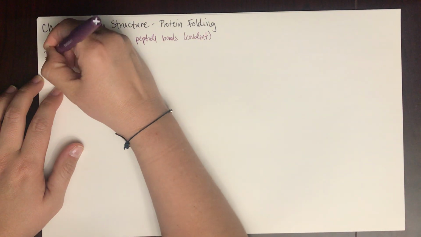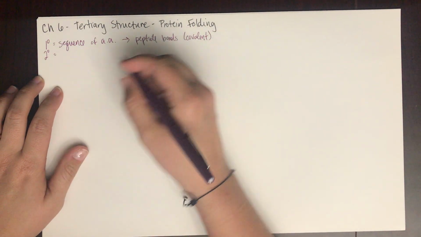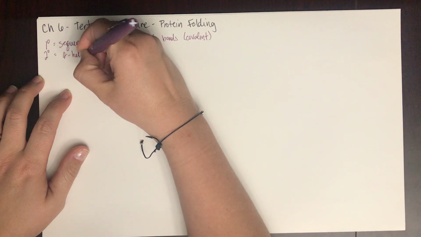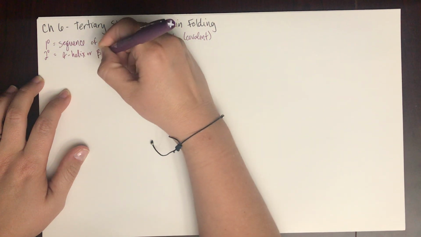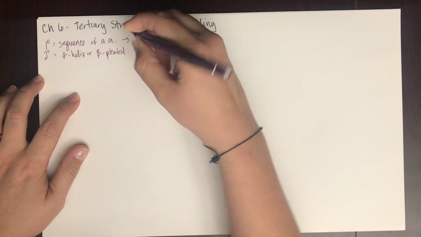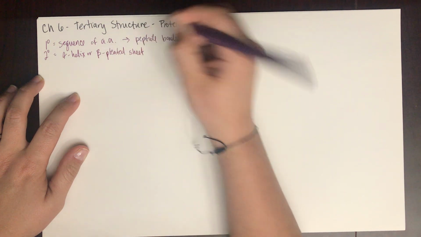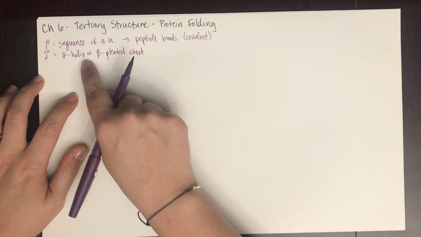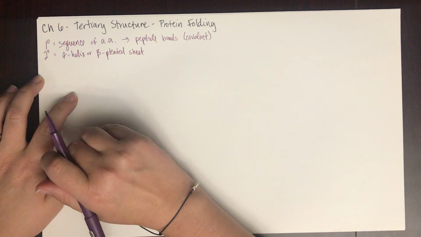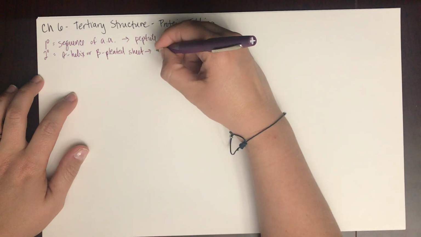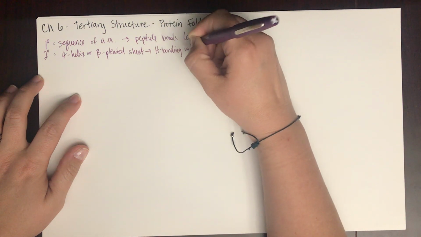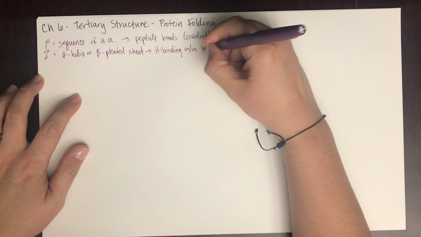Then there's secondary structure. Secondary structure is usually an alpha helix or some sort of beta pleated sheet. There's more examples, 3-10 helix. But these are the most common types of secondary structure. These are held together by hydrogen bonding within the backbone.